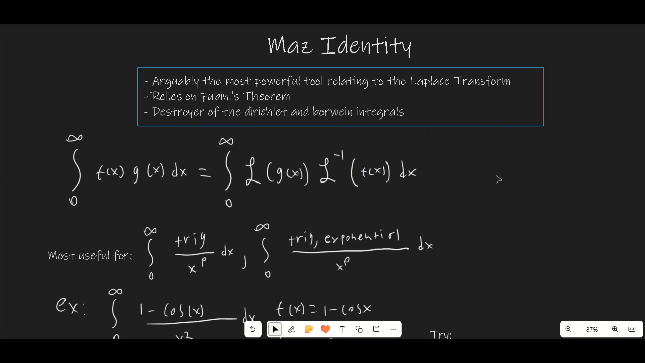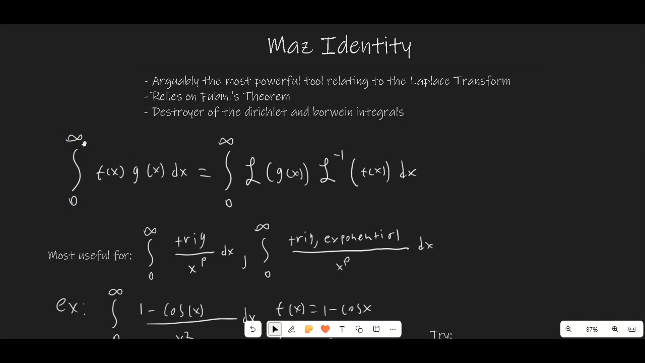So this is arguably the most powerful tool relating to the Laplace transform when it comes to solving integrals. It does rely on Fubini's theorem, which means that it's not going to work in all cases. For example, if g of x and f of x don't work very nicely or are sort of erratically behaving functions. But this is an absolute destroyer of Dirichlet and Borwein integrals, which I'll discuss in a moment.